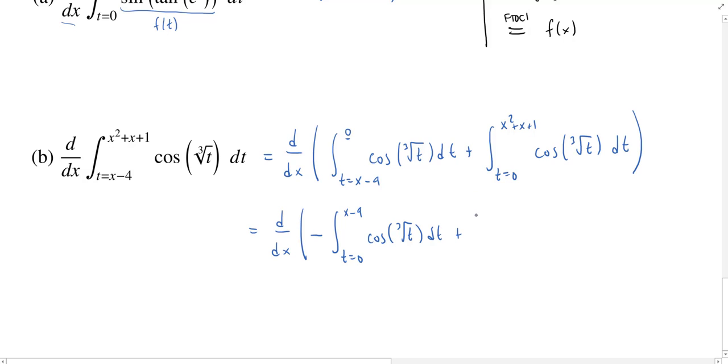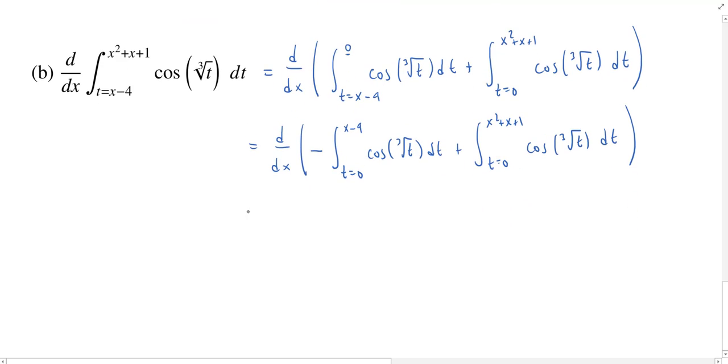And then the other one I can keep the same. t will go from 0 to x squared plus x plus 1, and again, we're integrating cosine of the cube root of t dt. Okay, so now I want to integrate and then differentiate so I can use the fundamental theorem of calculus. So we'll use FTC 1.